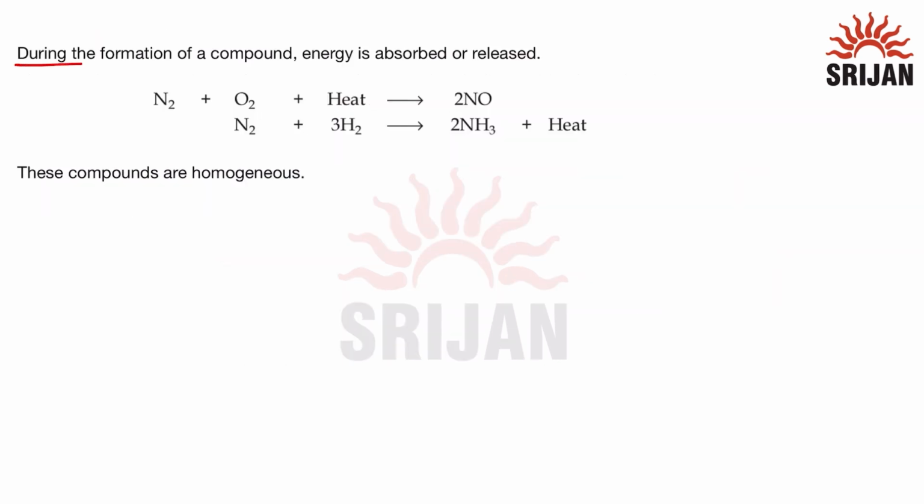During the formation of a compound, energy is either absorbed or released. For example, N2 plus O2 will combine to form nitrogen oxide, and heat will be absorbed during this process. If a nitrogen molecule reacts with three molecules of hydrogen, it will form ammonia and heat will be released in this process. So either heat is absorbed or heat is released during the formation of a compound.